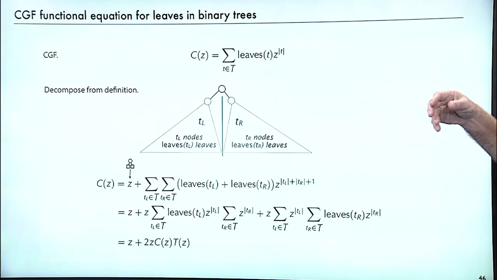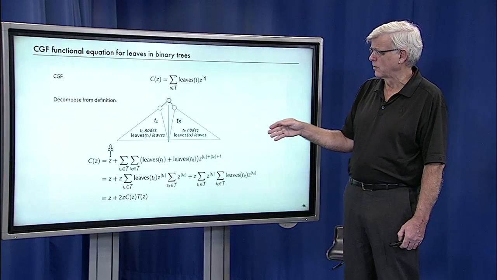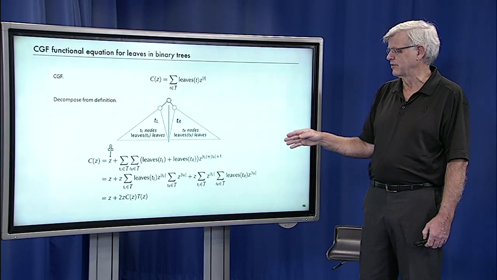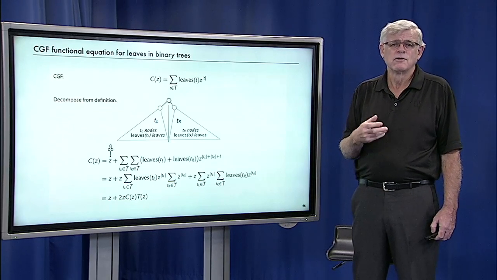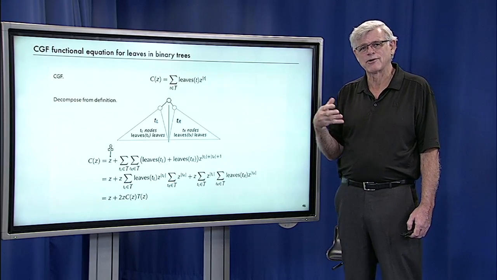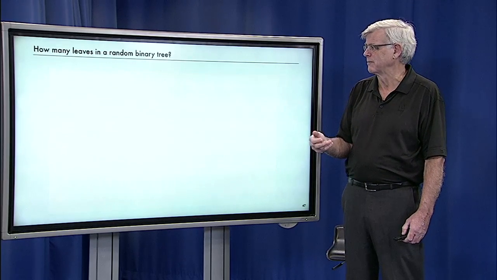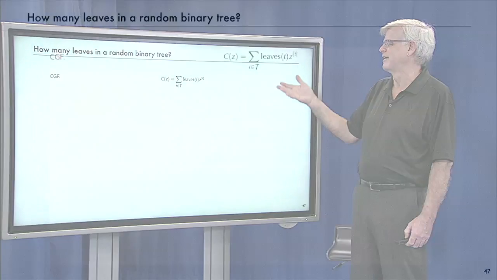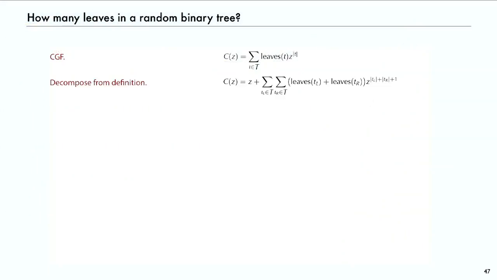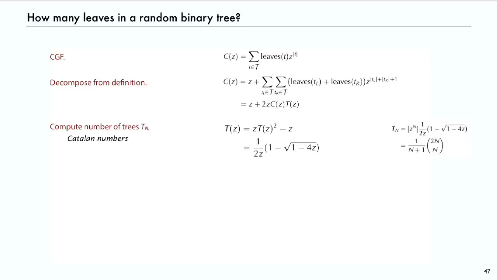So that gives us a simple equation for C of Z, the accumulated generating function. All that's left is to extract coefficients from that generating function. So this is the summary of the derivation so far. We're looking for that CGF. We did that decomposition and we have an equation for it.